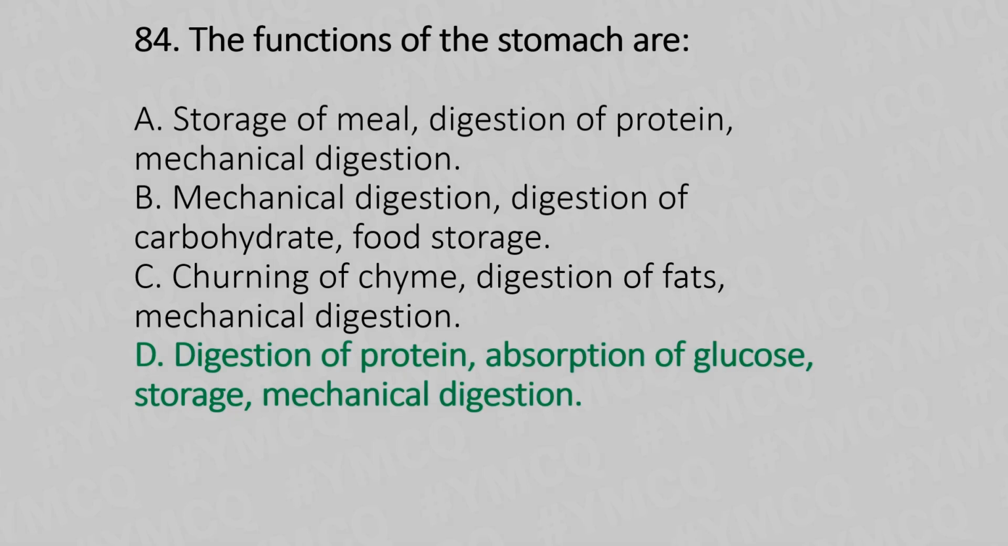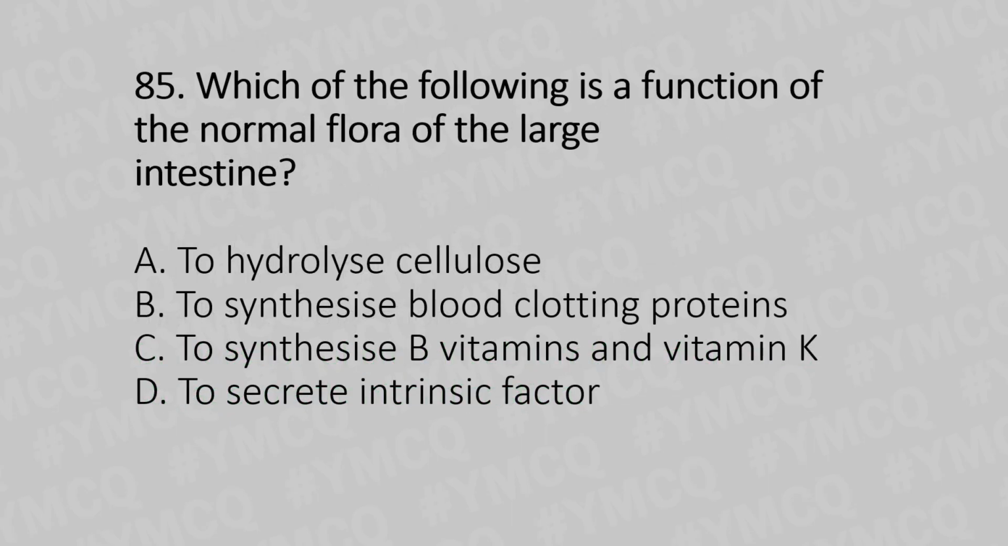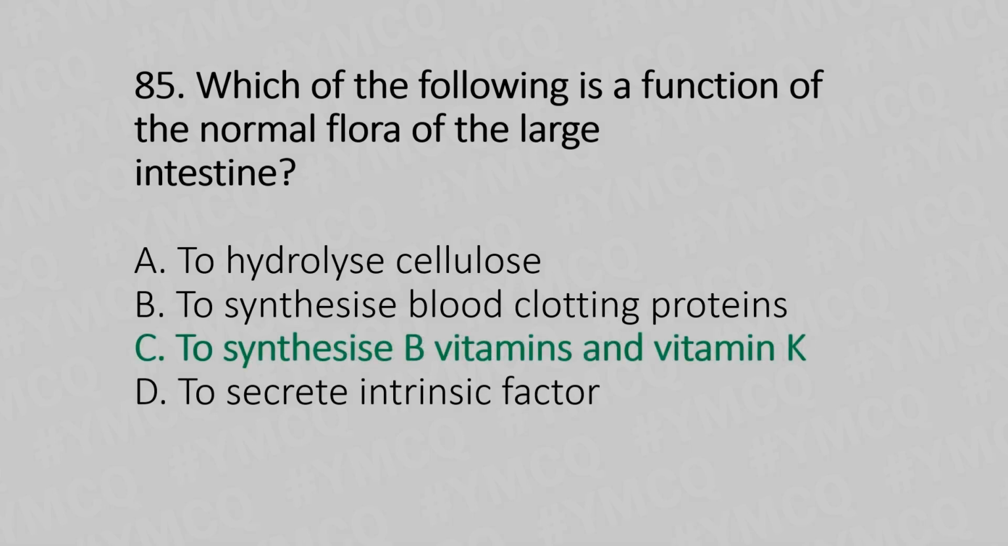Now let's move to question number 85. Which of the following is the function of the normal flora of the large intestine? Option A, to hydrolyze cellulose. Option B, to synthesize blood clotting proteins. Option C, to synthesize B vitamins and vitamin K. Option D, to secrete intrinsic factor. And the answer is option C, to synthesize B vitamins and vitamin K.